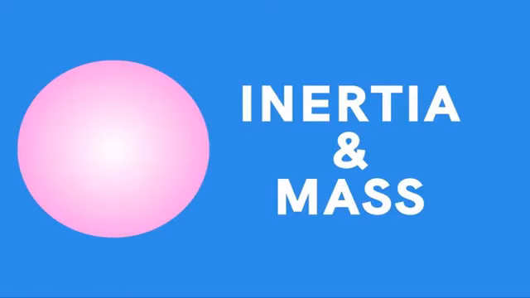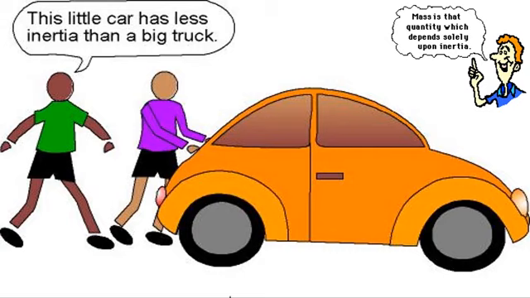Now we are going to learn about the relationship between inertia and mass. Mass and inertia are directly related. Mass is the quantity on which inertia solely depends. A little car or a normal car will have lesser inertia than a bigger truck. It is easier to move a car than to move a truck.